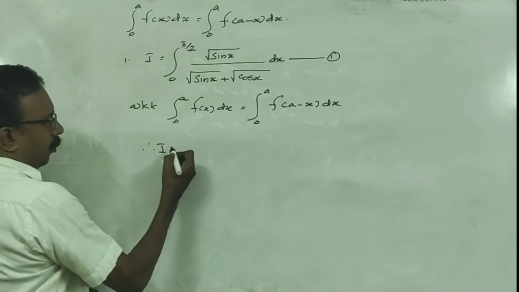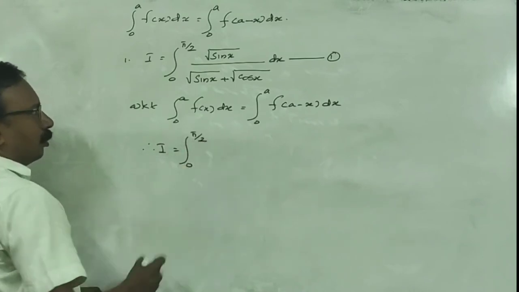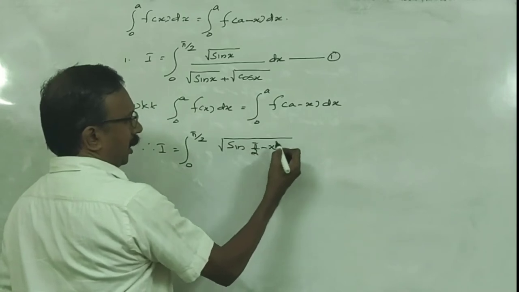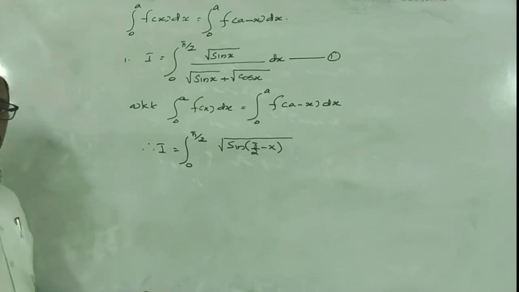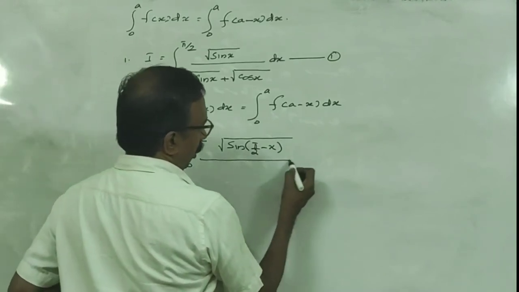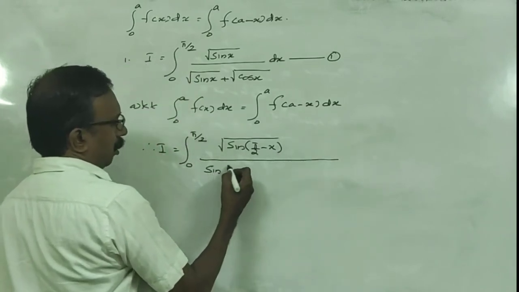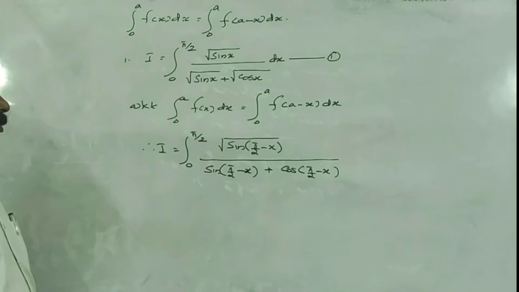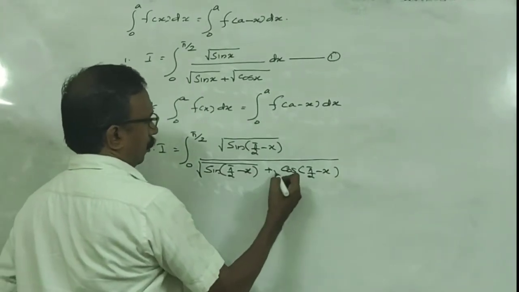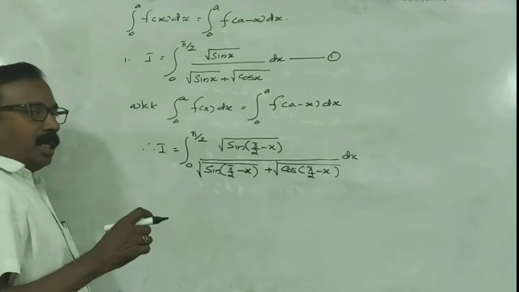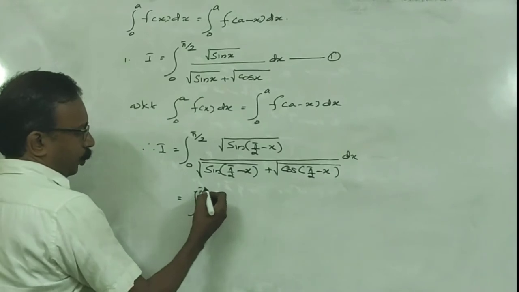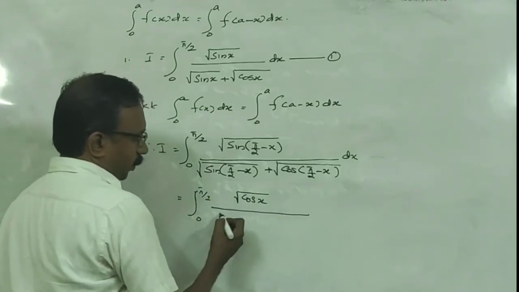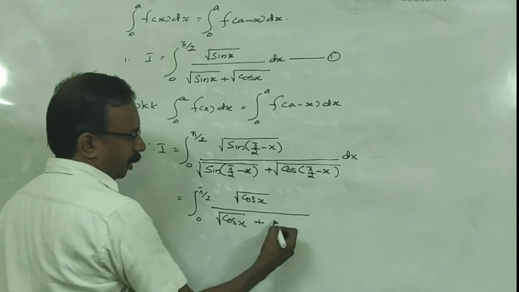Therefore, I is equal to integral 0 to pi by 2 root sin of pi by 2 minus x, instead of x, pi by 2 minus x instead of a, that is a minus x. So that divided by again sin pi by 2 minus x plus cos pi by 2 minus x into dx. Sin 90 minus theta is cos theta, so root of cos x. Sin 90 minus x is cos x, again sin 90 minus x is cos x, plus cos 90 minus x is sin x.